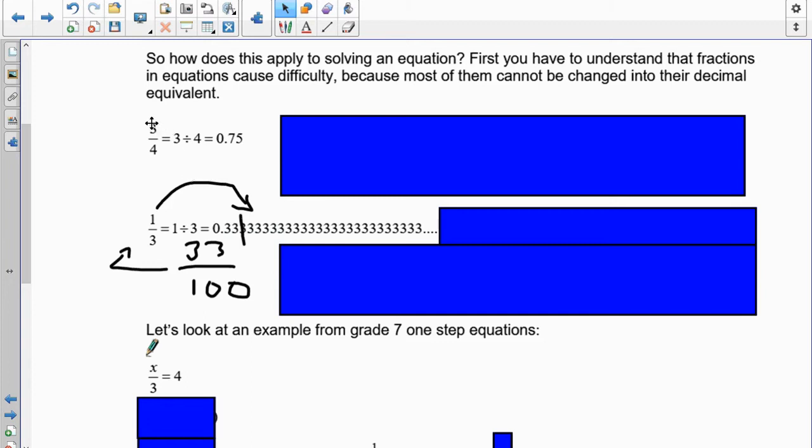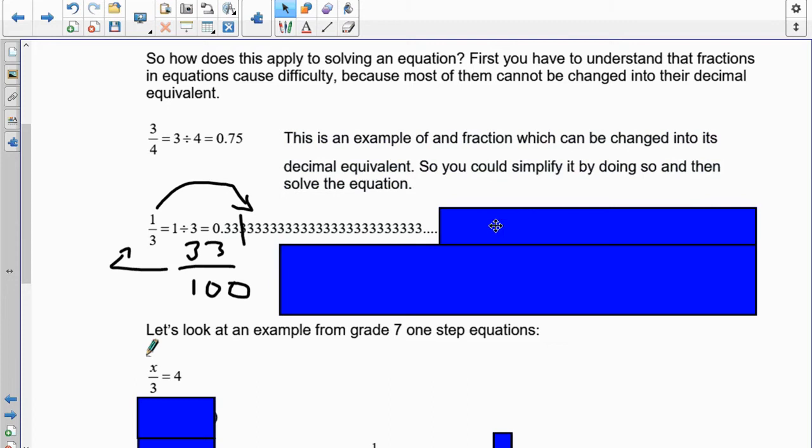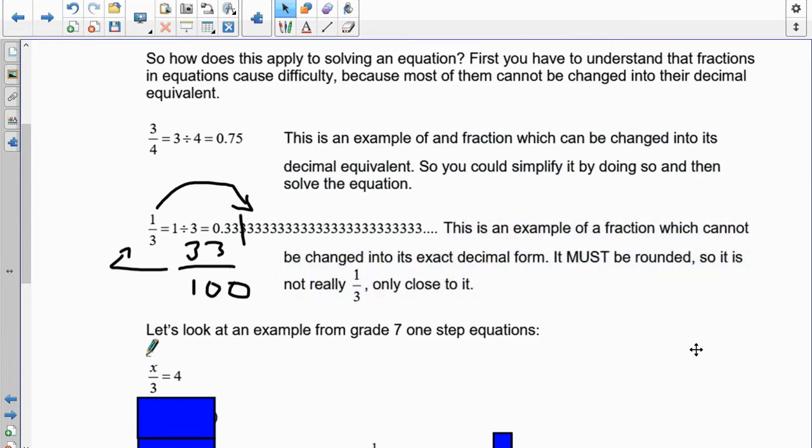Now up here, with what we call exact numbers, 3 divided by 4 gives you 0.75, and this one here actually becomes an exact number, so that one's okay. Right? This one here, it causes problems. So sometimes what we need to do is, rather than deal with the 1/3 and the 3/4 and exact and approximate and all that kind of stuff, we just get rid of them.